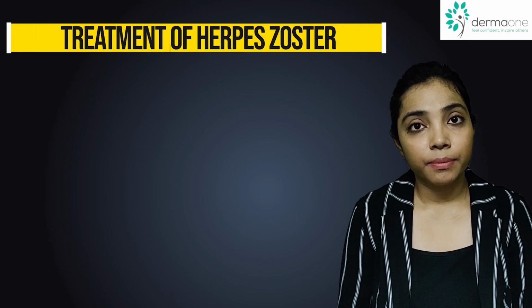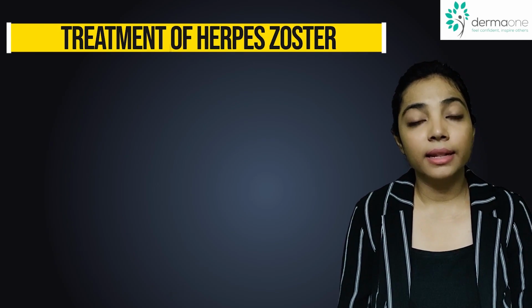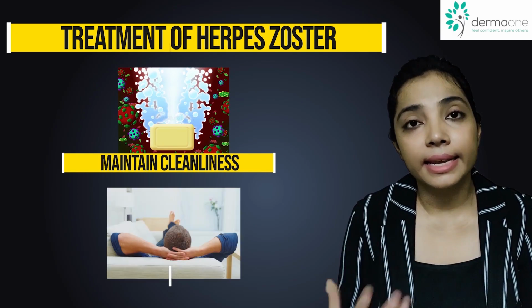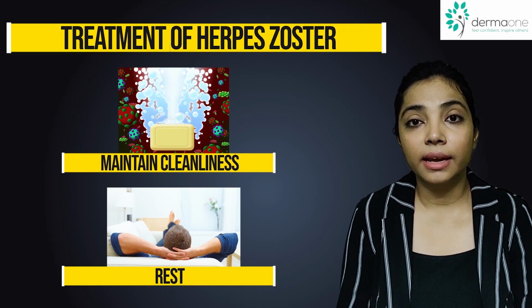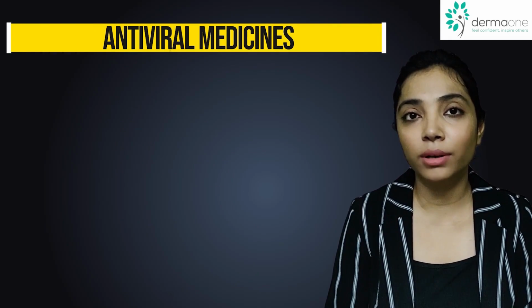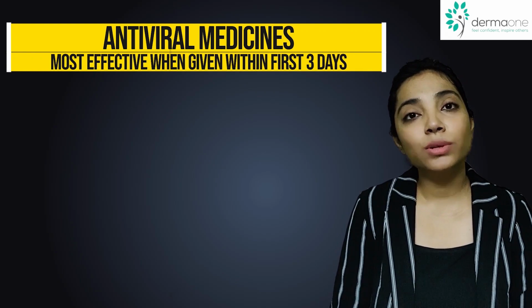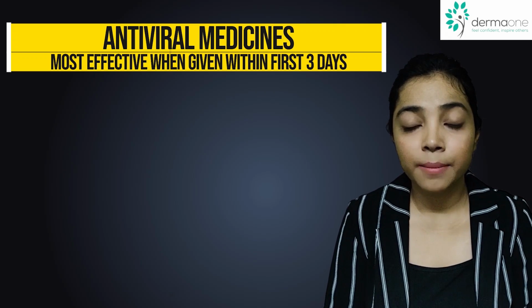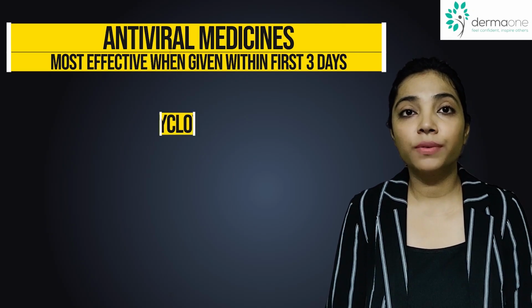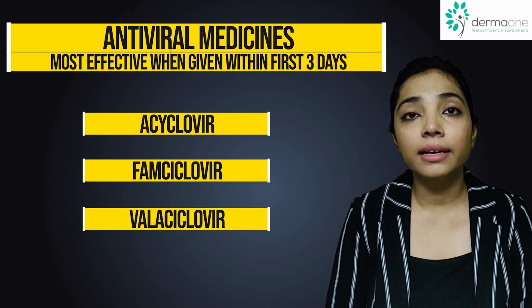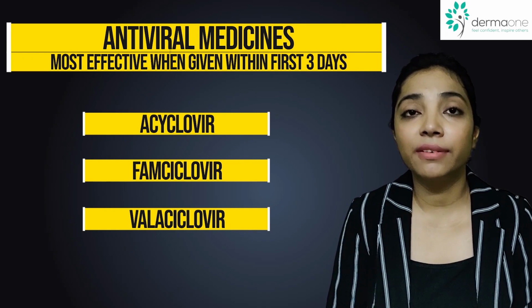Now let's discuss the treatment of herpes zoster. In general measures, you should take care that the area is clean and dry, and rest is also important for that particular area. Now coming to the specific treatment of herpes zoster, antivirals are the most important medicines. They should be started as early as possible as they are most effective when given within the first 3 days. Antivirals can be acyclovir, famciclovir or valacyclovir. They should be taken regularly and the complete course should be done for them to be effective.